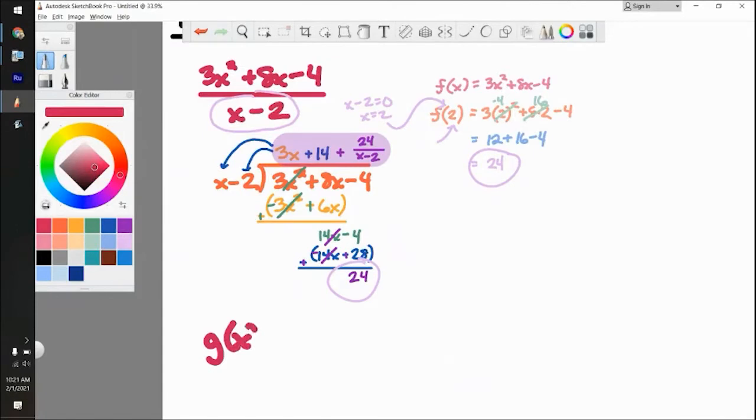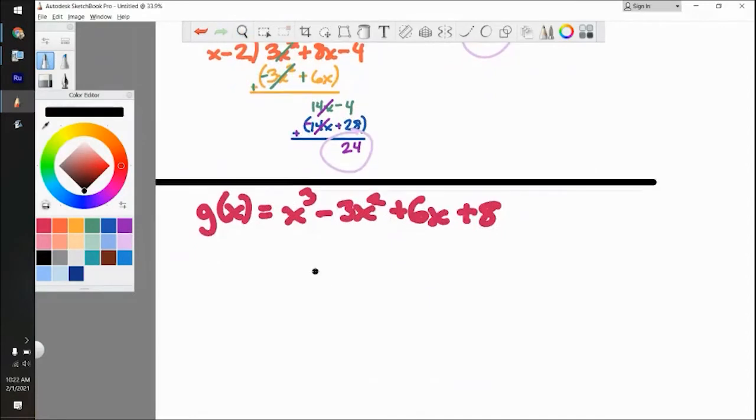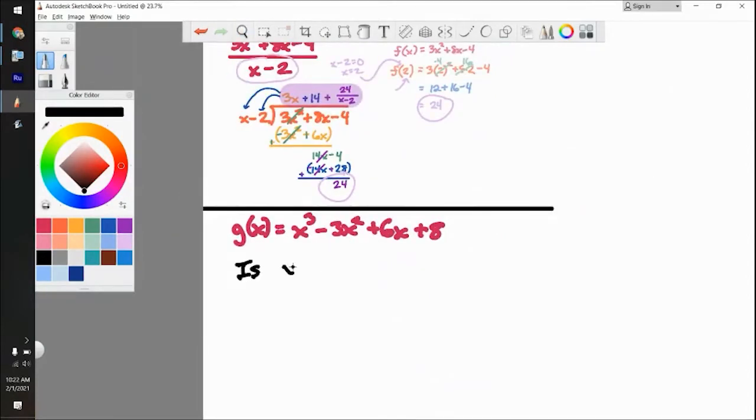Let's say that g of x is equal to x cubed minus 3x squared plus 6x plus 8. Okay, we're going to divide this by, or here, I'll just say, is x plus 1 a factor of g of x? So it's going to be a yes or no answer, and then you have to prove your answer. So I'll write justify your answer, which means just show work. Okay.